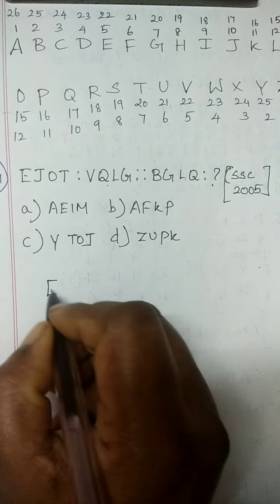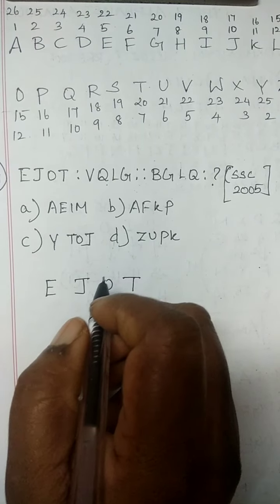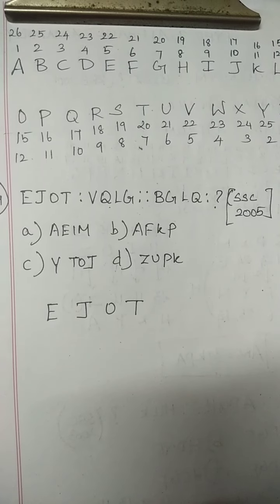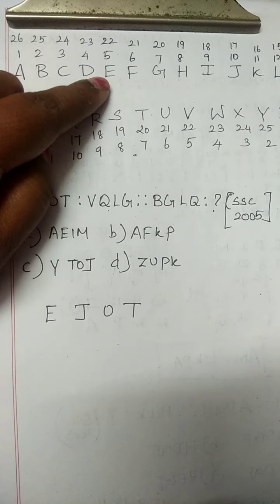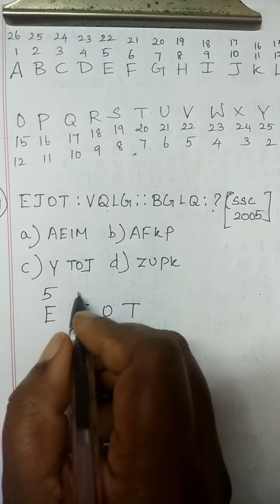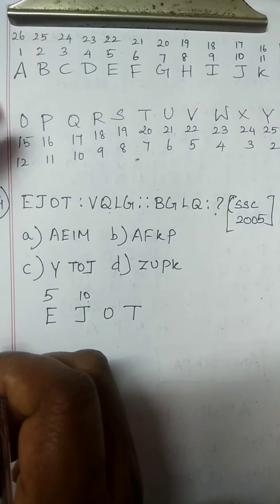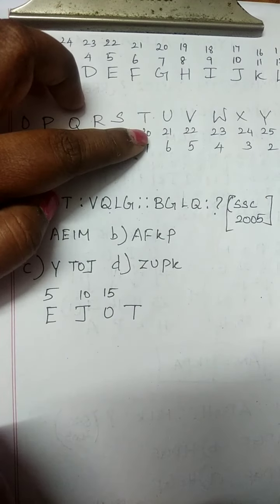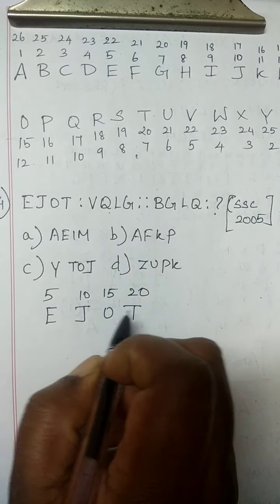So let's check. Write E, J, O, T, and number them in alphabetical order. E is 5, J is 10, O is 15, and T is 20. Am I right? Yes: 5, 10, 15, 20.